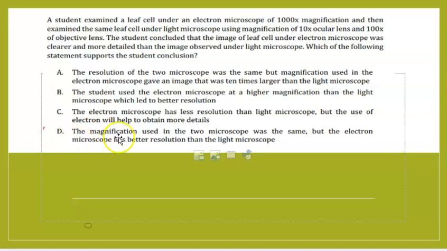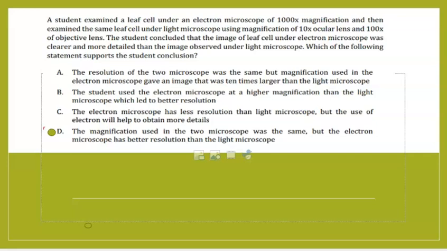And now let's see, the magnification used in the two microscopes is the same. Yes, 1000x, but the electron microscope has better resolution than the light microscope. This is the only sentence which makes sense. So your answer would be option D.